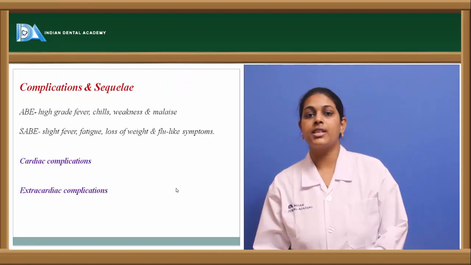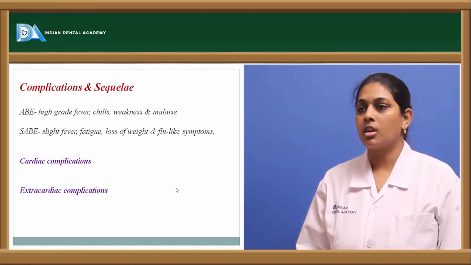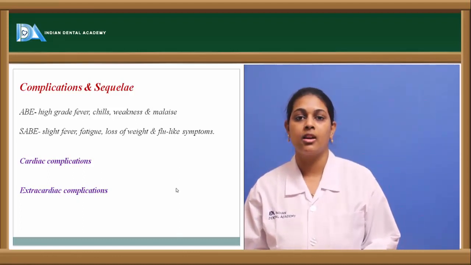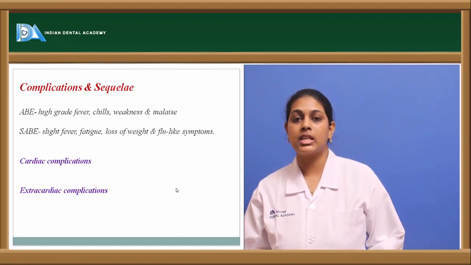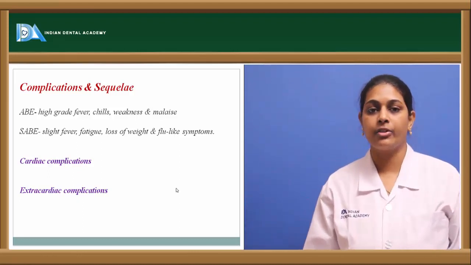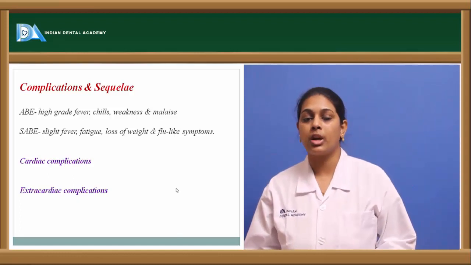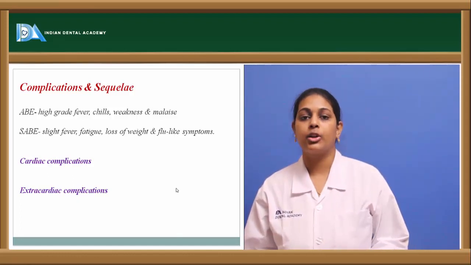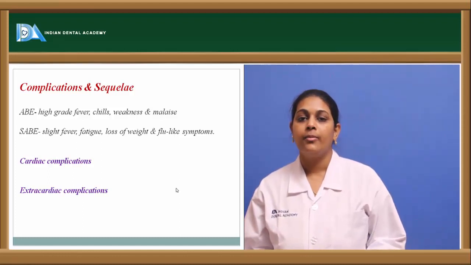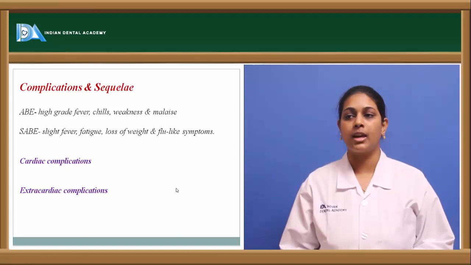Coming to the complications and sequelae of bacterial endocarditis, as already discussed within the distinguishing features of acute and subacute bacterial endocarditis. In acute bacterial endocarditis, we see systemic manifestations like high-grade fever, chills, weakness and malaise of the patient. These are the complaints given by patients in acute bacterial endocarditis. Whereas in subacute bacterial endocarditis, there is only slight fever, fatigue, loss of weight, as well as flu-like symptoms.